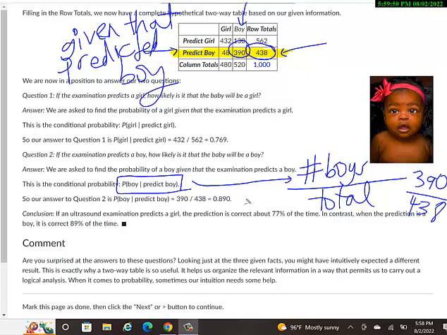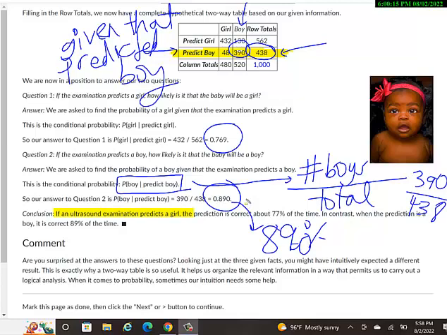Okay. If I divide 390 by 438, I get 0.890. In percentages, that'd be 89.0%. So 89% of those that were predicted to be a boy actually were boys. And what did we say? It was 76.9% of those predicted to be girls actually were girls. So what conclusions can we draw from this?